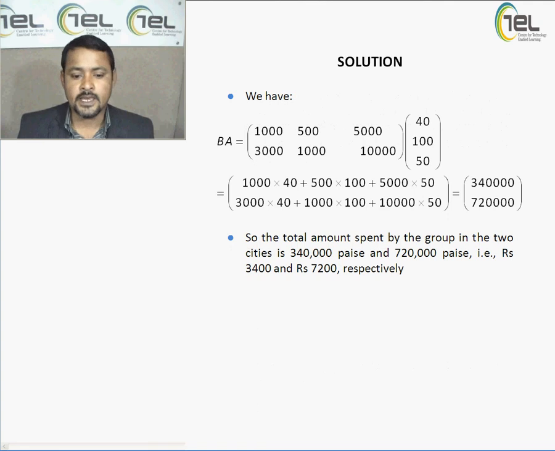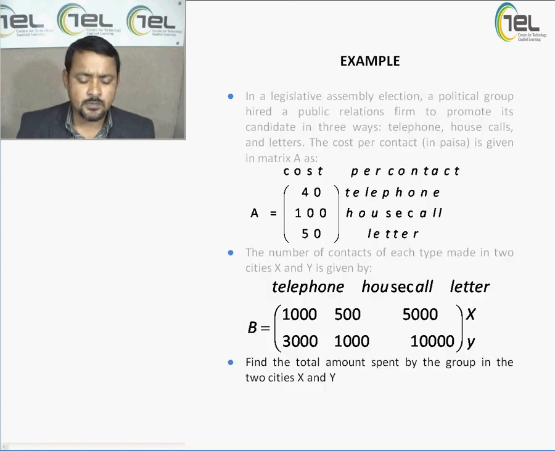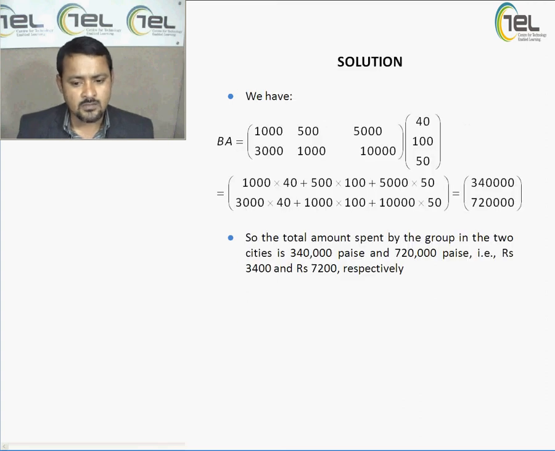We have to calculate BA, the second matrix first, and not AB, because in the first matrix the number of columns is 1, and in the second matrix the number of rows is 2, so it cannot be multiplied. So we have to multiply it otherwise. If the number of columns in the first matrix is equal to the number of rows in the second matrix, multiplication is possible. That is why we are multiplying BA, because AB in these circumstances is not possible. So 1,000, 500, 5,000, 3,000, 1,000, and 10,000 are multiplied by 40, 100, and 50.